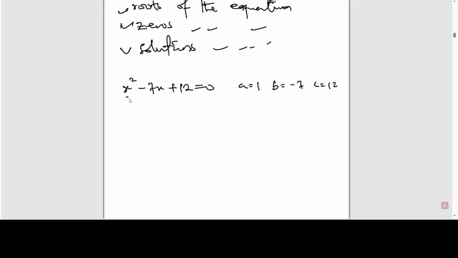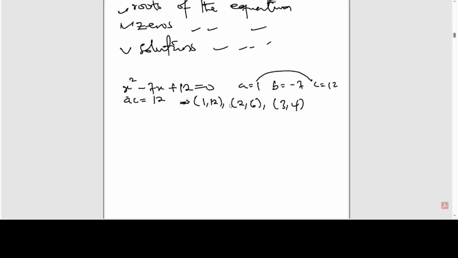So let's find AC. AC is a times c, so 1 times 12 is going to be 12. Now let's pair the factors of 12. 1 and 12, so 1 times 12. 2 is a factor of 12, but then 2 times what? 2 times 6. Then next is 3, 3 times 4. And that's all. So these are the factors of 12: 1, 2, 3, 4, 6, and then 12.